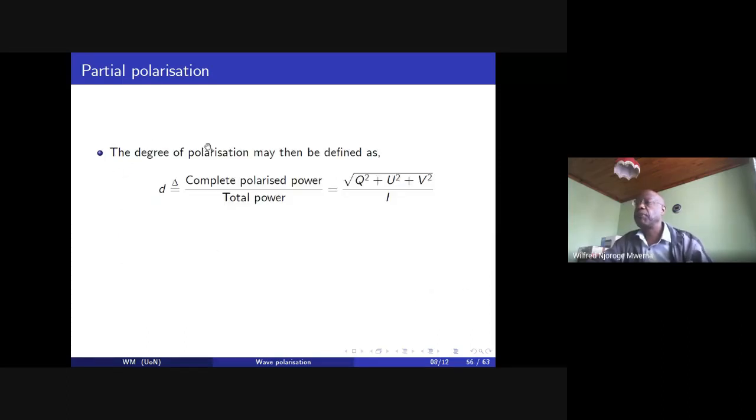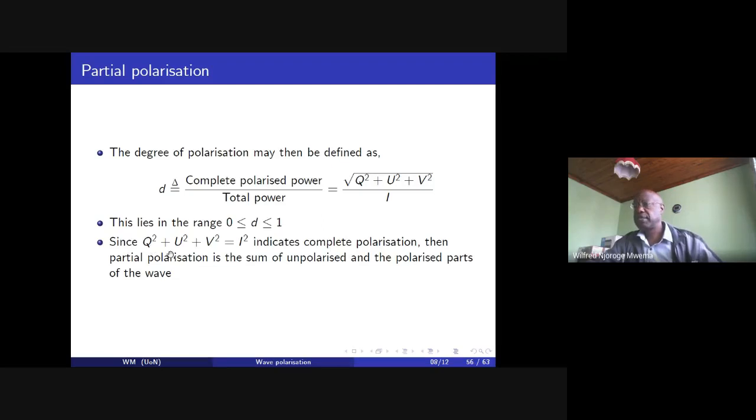And therefore, the degree of polarization D will be defined as the ratio between the completely polarized component over the total power. And we see that that is going to be the square root of Q squared plus U squared plus V squared, divided by the total, which is I. And this lies in the range 0 to 1. And because a value equal to I squared indicates complete polarization, partial polarization will be the sum of a polarized and an unpolarized part of that wave.